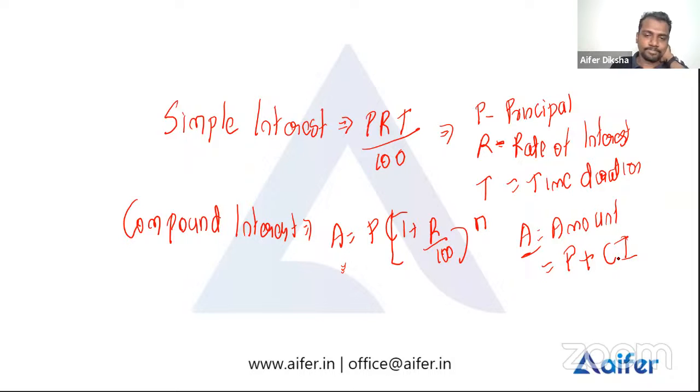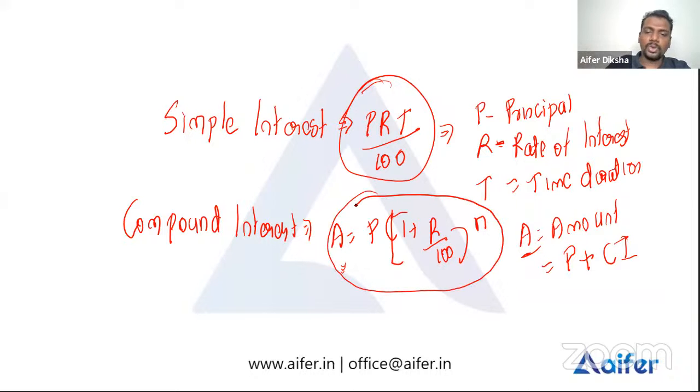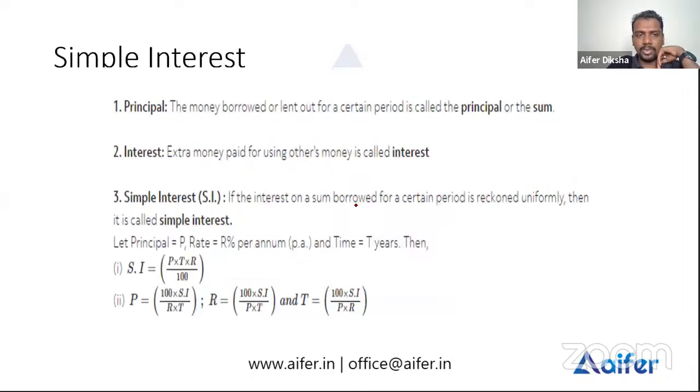So just study the equations. Simple interest is equal to PRT by 100. And in case of compound interest, A equal to P into 1 plus R by 100 all raised to n. As of now, you just study the equation. I will be doing a question, and after that, I will be clarifying any doubt.